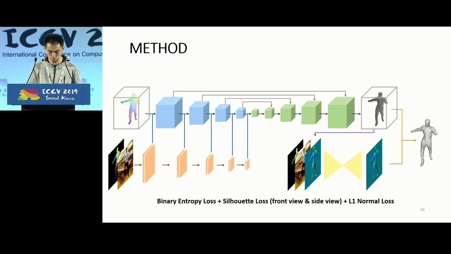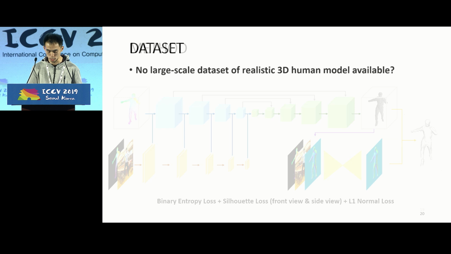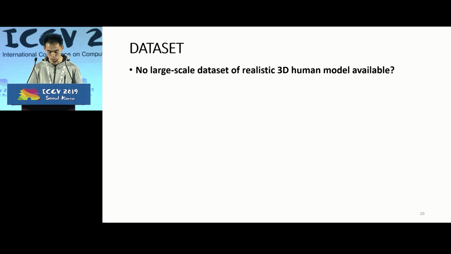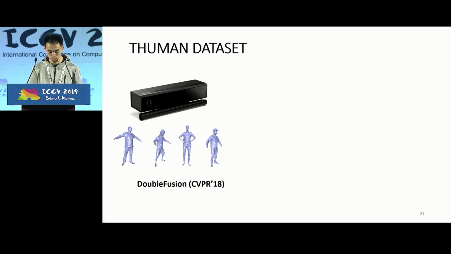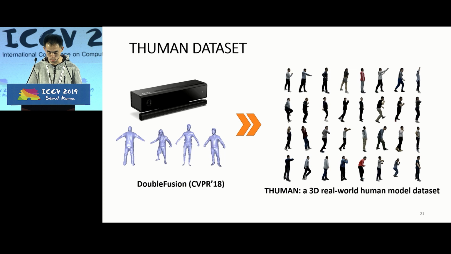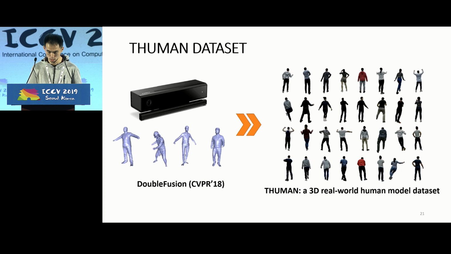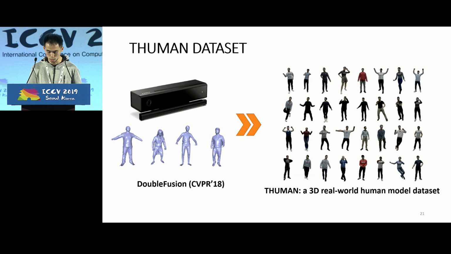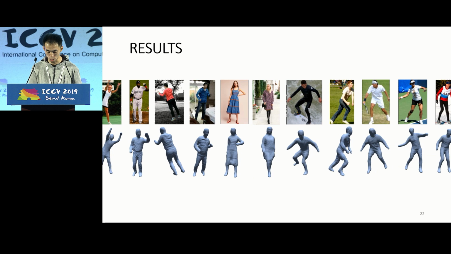Our network needs a large-scale dataset of realistic 3D human models for training. Since there is no proper dataset available, we utilize the state-of-the-art RGB-D system and collect THuman, a large-scale dataset containing about 7,000 realistic 3D human models of various body shapes, poses, and clothing styles. Benefiting from our network architecture and diverse training data, our method can achieve accurate and consistent reconstruction of challenging human poses and outfits.